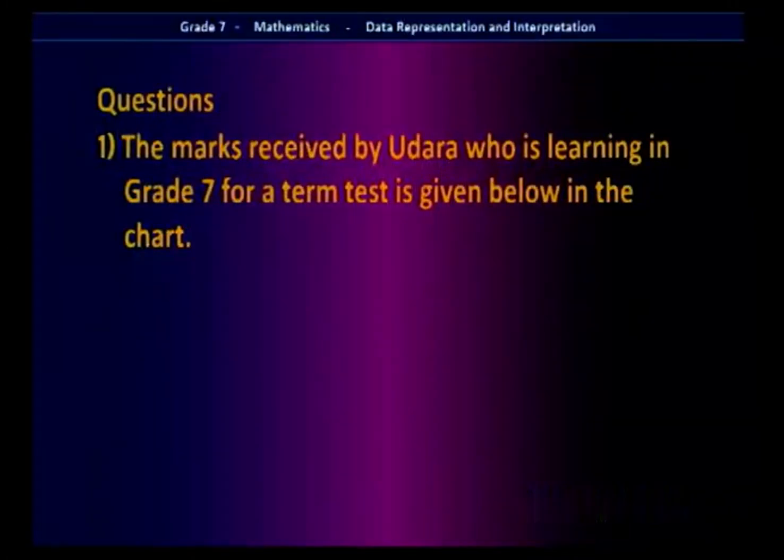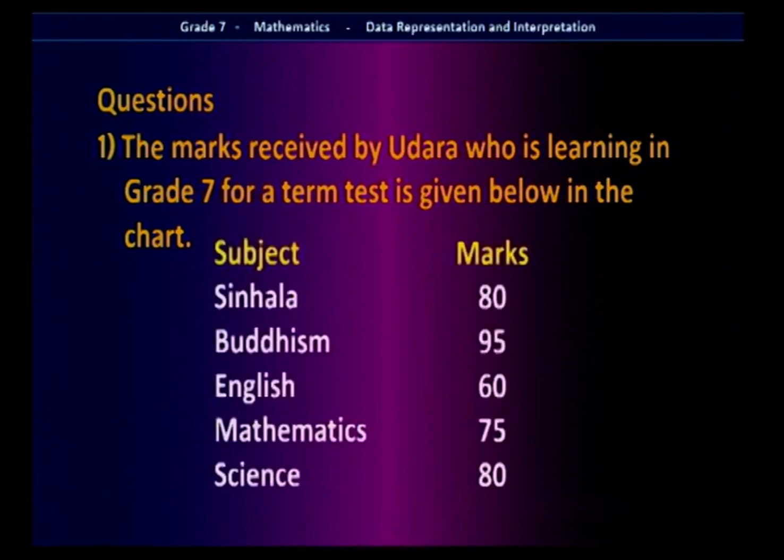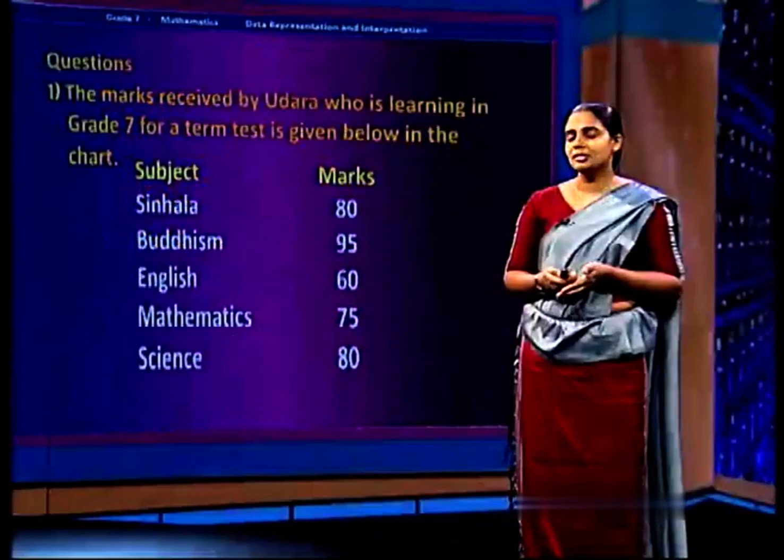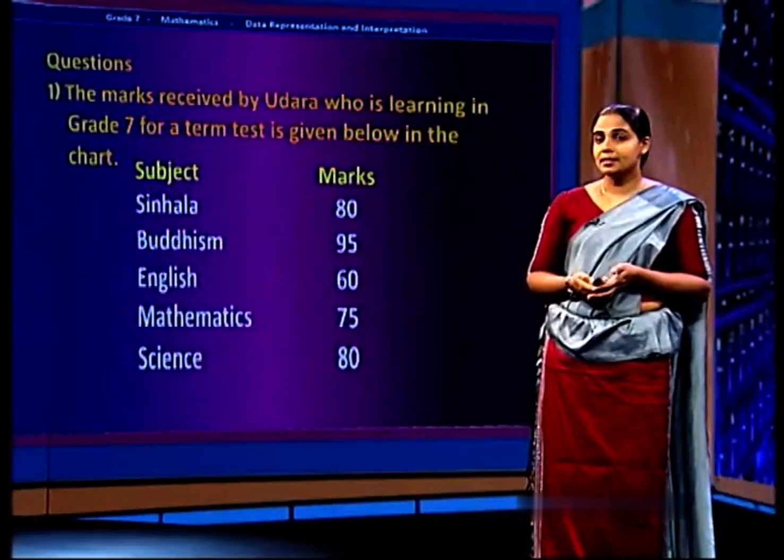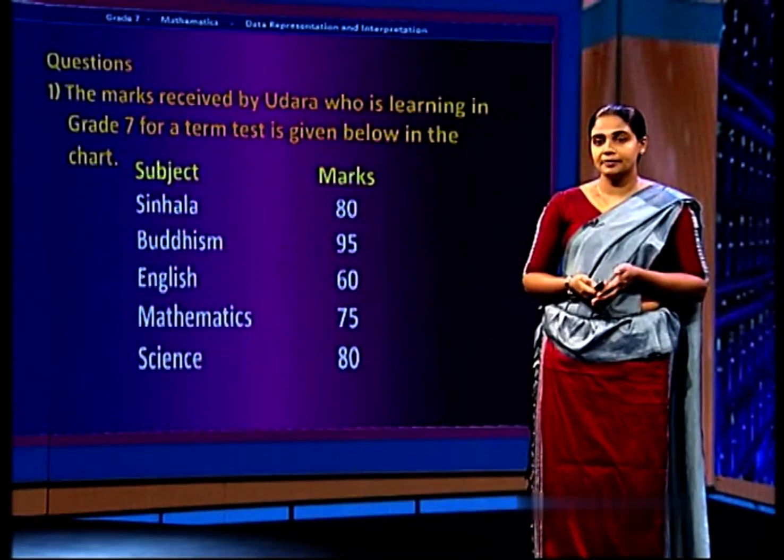The marks received by Udara, who is learning in grade 7, for a term test are given below in the chart. Now you can see the chart. Then subject and mark. For Sinhala, his mark is 80. Buddhism 95. English 60. Mathematics 75. And for science, he got 80 marks. Then how can we show them? Let's see how to show them using a bar graph.